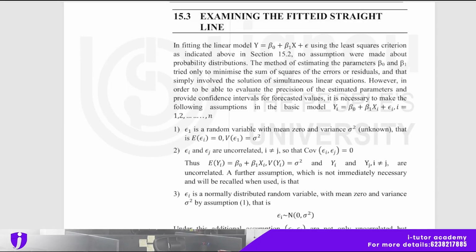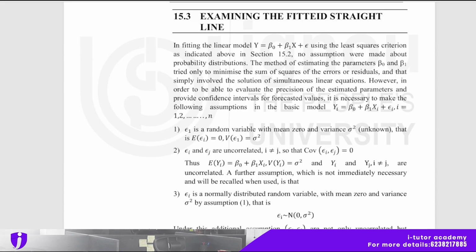In today's session, we will start with Unit 15 subsection 3, that is examining the fitted straight line. In previous videos, we already discussed the history of this. So just revise that, it will be easier for you.